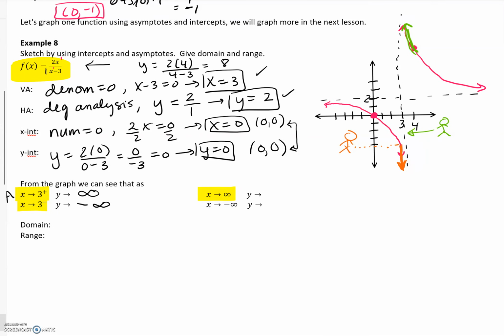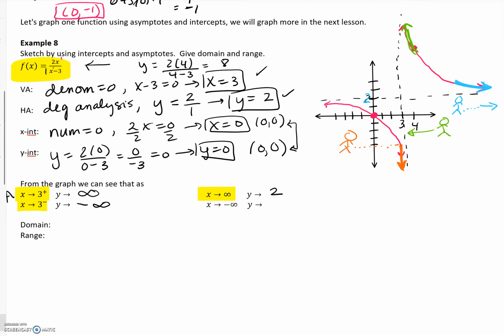Well, based on my graph, as I'm walking over to infinity, going all the way to the right, it looks like my y values are being capped and trapped to approach this number 2. So as I go to infinity, my y values get closer and closer to 2.